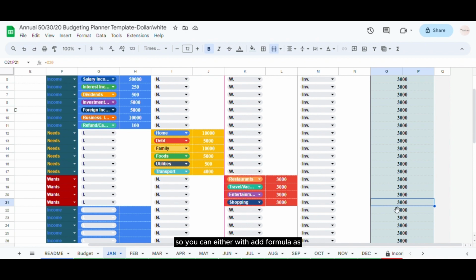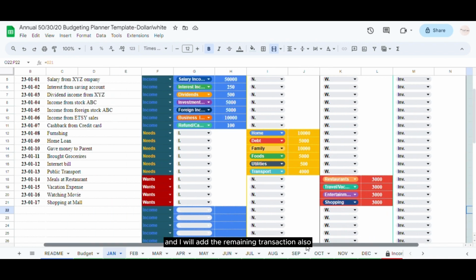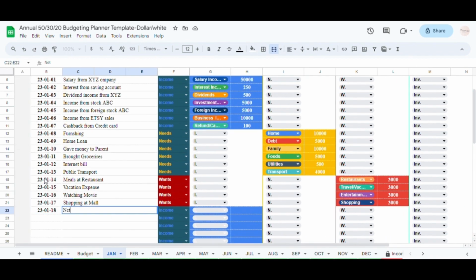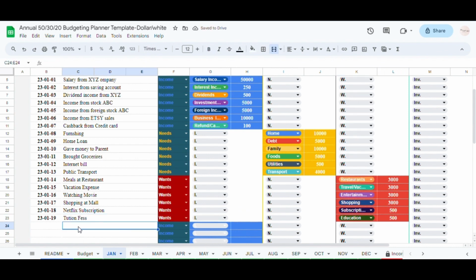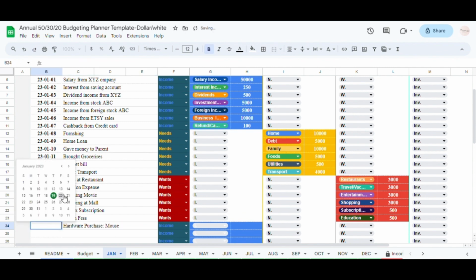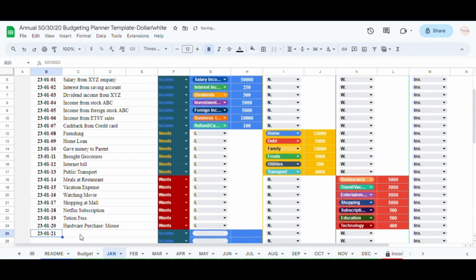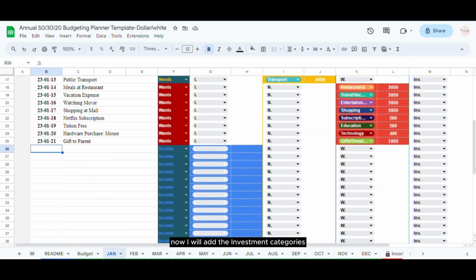So you can either give the formula as 3000 minus 3000. Now it will become 0 and I will add the remaining transactions also. Now I will add the investment categories.